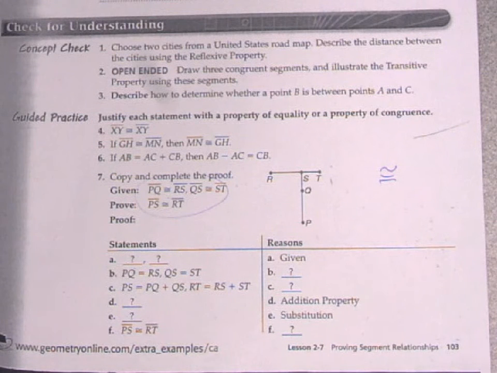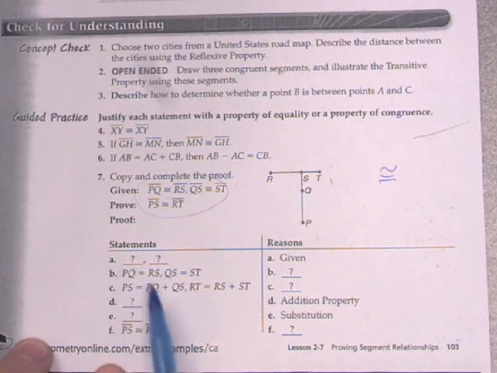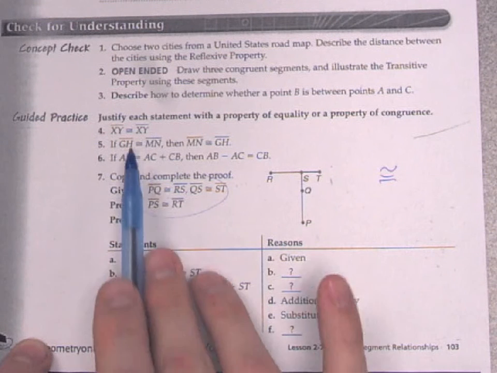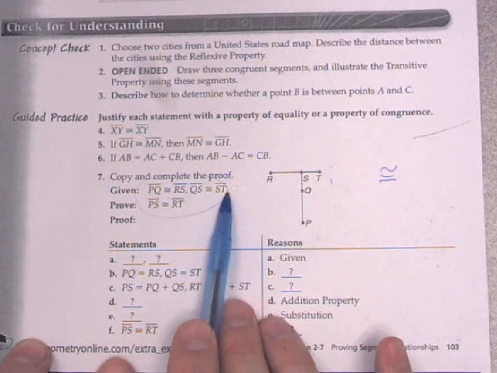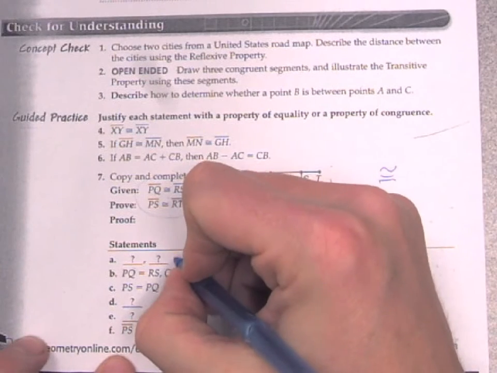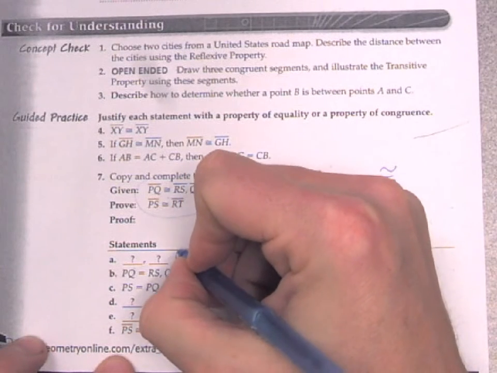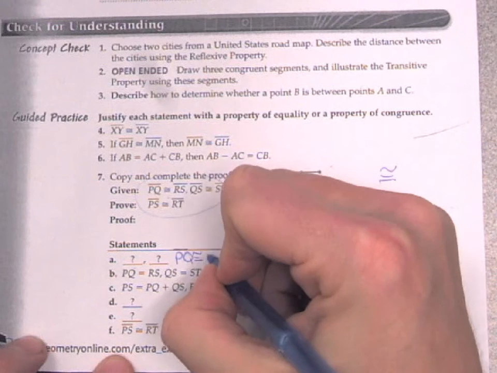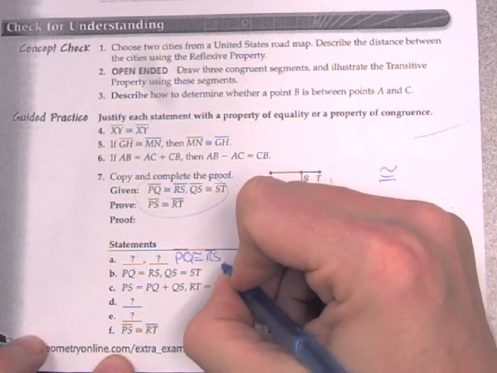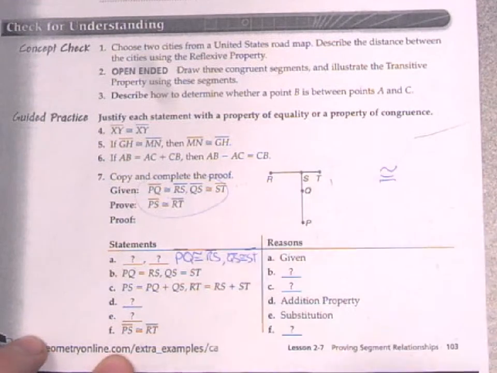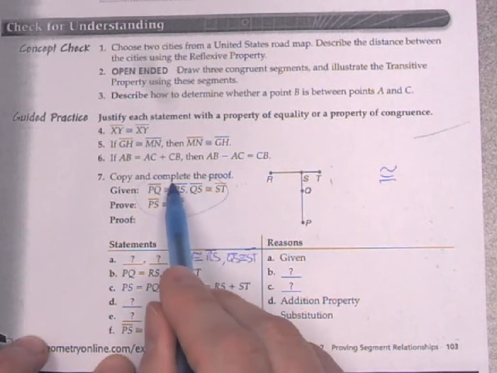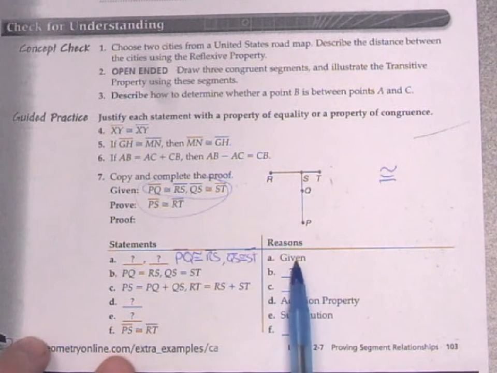So we start off with the given information here. What goes here? Basically what we're given. PQ is congruent to RS, QS is congruent to ST. So I'm just going to fill this in right here. PQ is congruent to RS, QS is congruent to ST. Basically what I have right here. Now the reason for that is given.